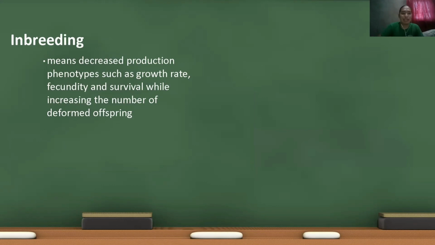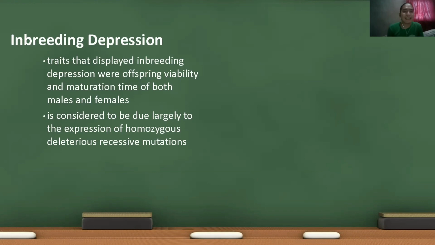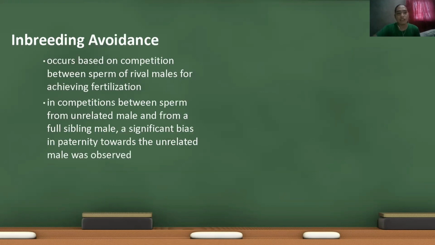So next is inbreeding. Inbreeding means decreased production phenotypes such as growth rate, fecundity, and survival, while increasing the number of deformed offspring. So in inbreeding depression, traits that displayed depression were offspring viability and maturation time of both males and females. It is considered to be due largely to the expression of homozygous deleterious recessive mutations.